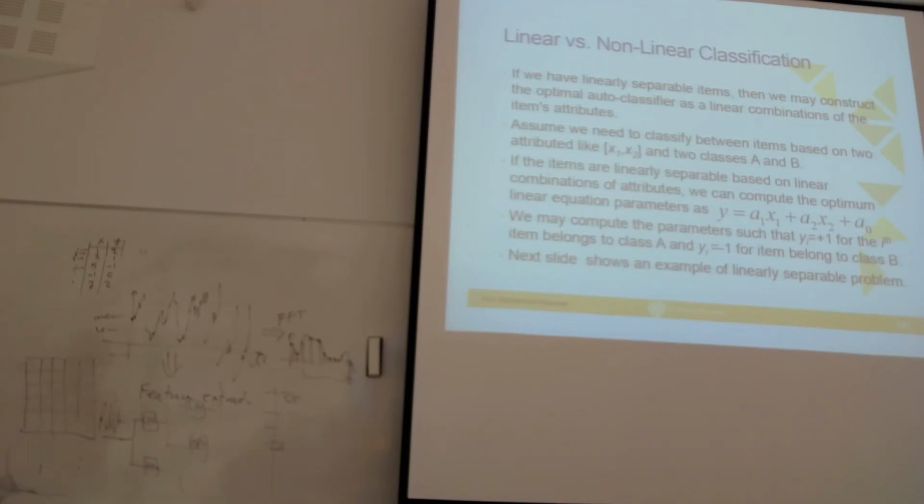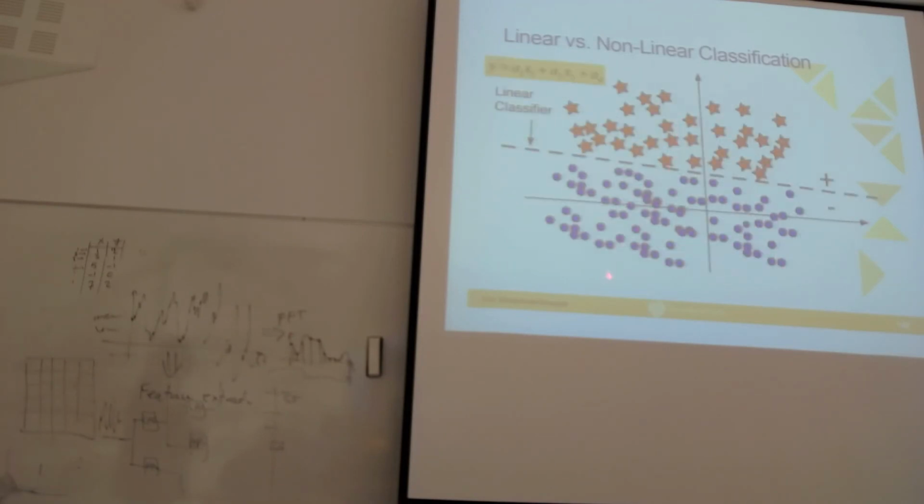Okay, linear versus non-linear. Again, those 2 classes are linearly separable, so we can use a linear separation like this one to separate between them. So we are looking for A1, A2, and A0 in order to find the optimum linear classifier in this case. When Y is greater than 0, we have the star class, and when Y is less than 0, we have the circle class.